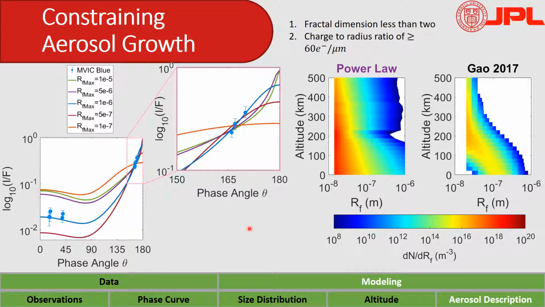In order to accomplish this, the growth rate must be slow enough that small-sized aerosols are produced faster than they can be combined to form larger particles. However, all of the aerosols must spend enough time in the atmosphere such that the very large 1 micron particles can be formed. The slow growth rate is due to a high charge to radius ratio, larger than 60 electrons per micron, while the long lifetime in the atmosphere is due to the aerosols having a fractal dimension less than 2, which decreases their sedimentation velocity. This all then produces the particle size distribution map you can see on the right.